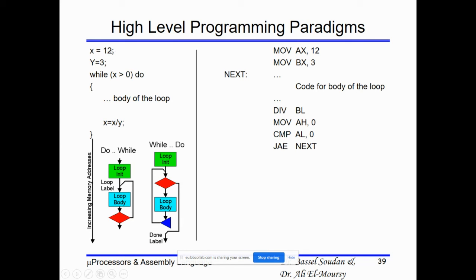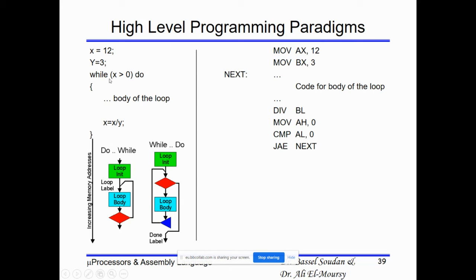Here we are setting variable x equal to 12 and variable y equal to 3, and the while loop checks whether x is greater than 0 or not. As long as x is greater than 0, I will execute the body of the while. At the end of the code, I am dividing x by y. So 12 divided by 3 gives x equal to 4. I will go back here and find x is still greater than 0, so I go on to another iteration.